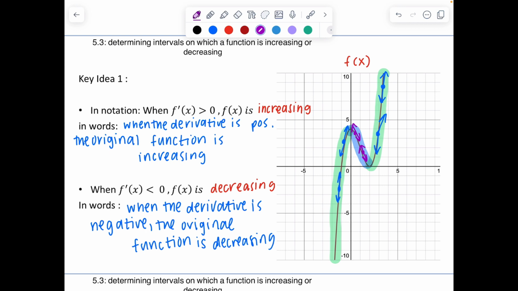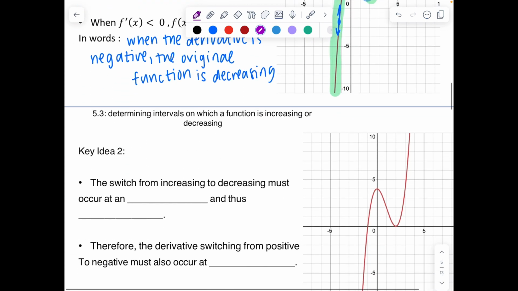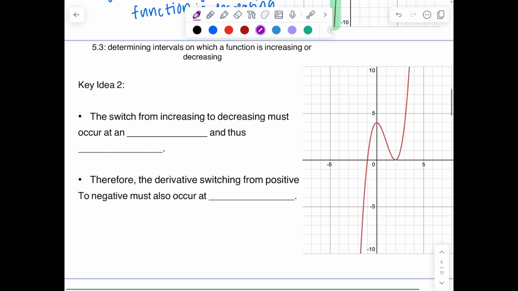Here is our other key idea. So the switch, and this is kind of similar to the idea of velocity, acceleration, position. So before I talk about this, let me connect it to that part. So remember, position's the original function, and then velocity is the derivative of position. And when velocity switches from negative to positive, remember how it has to stop before it can do that. It has to pause before it can switch directions. So keep that concept in mind when I talk about this right here.